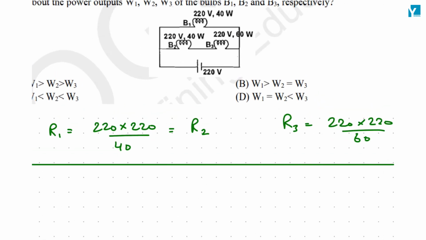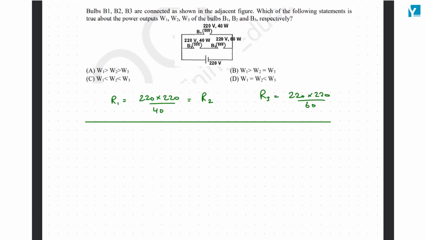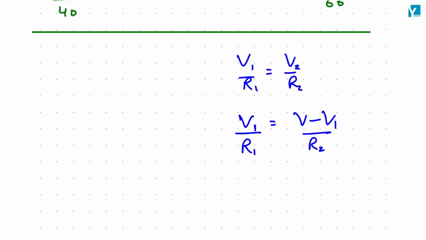Now, whatever this resistance is, R2 is here and R3 is here, the potential difference that they get can be written as V1 upon R1 equal to V2 upon R2. So V1 upon V2, or simply we can write it as V1 is equal to V total minus V1, R1 here and R2 here. Can this be solved out for V1?